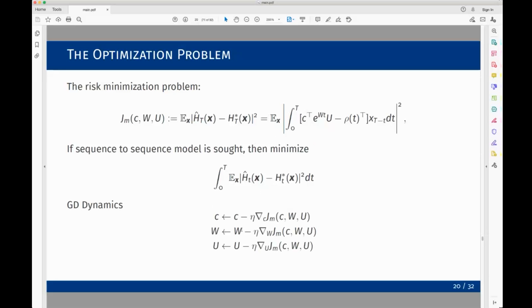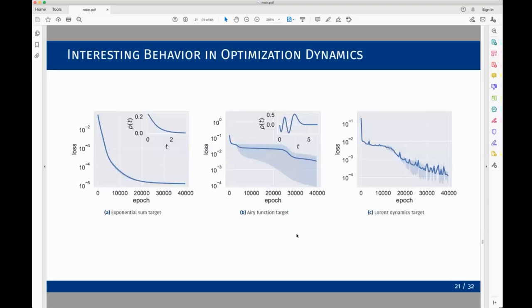We update the parameters small c, capital W, and capital U in the following sense with a certain learning rate eta. To motivate our analysis, let's look at some numerical examples first. The first picture and the second picture are about learning linear functionals. We specify our true target functional by a certain density rho. In the first picture, rho is just a nicely decaying function determined by an exponential sum, so it's very smooth and decays fast enough.